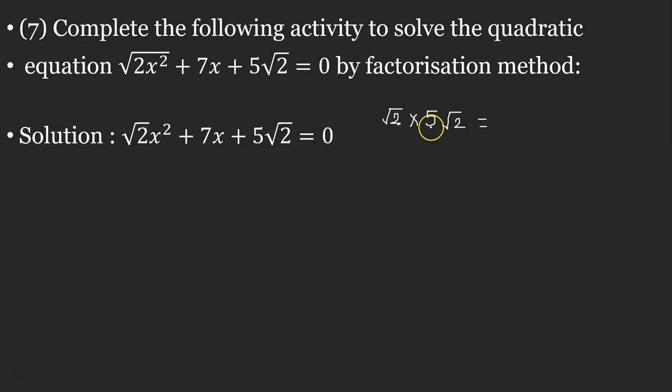Root 2 into root 2 is 2, and 2 into 5 gives 10. Now the product must be 10. And what about their sum? Their sum is 7.